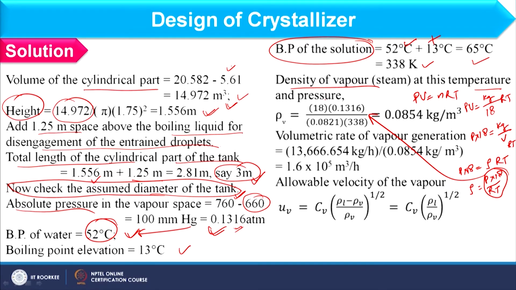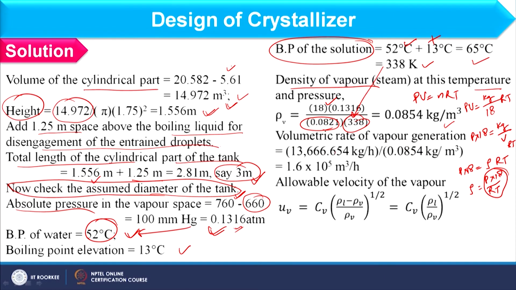So, this expression we can consider over here. So, 18 is the molecular weight. Pressure we can obtain as 0.1316. 0.0821 is the value of gas constant, that is R, and 338 is basically the temperature. Okay. So, solving this equation we can find density of the vapor, which is steam, and that should be equal to 0.0854 kg per meter cube. Okay. Now, once I am having this, we can find out volumetric rate.